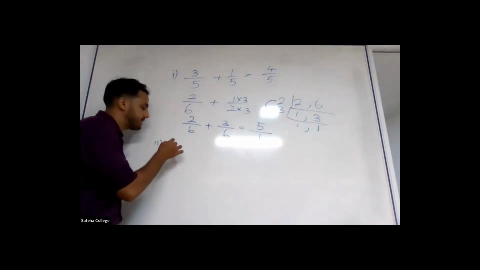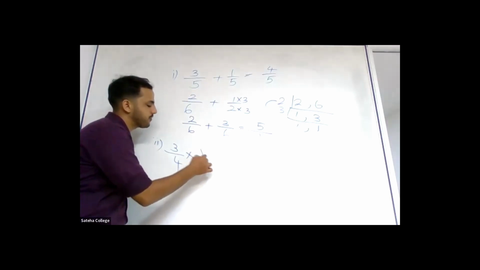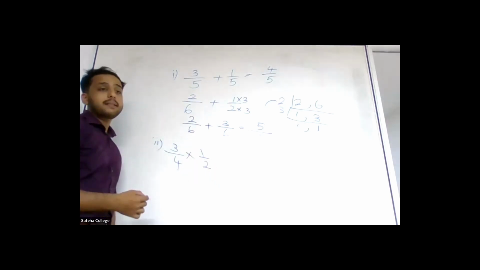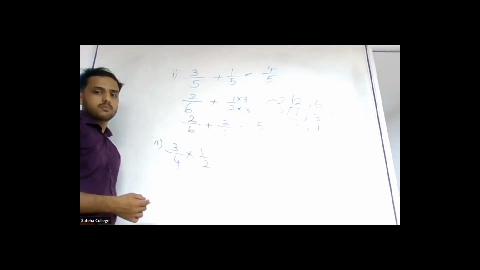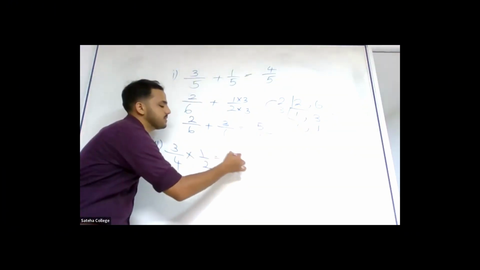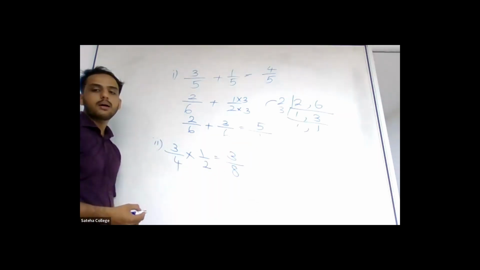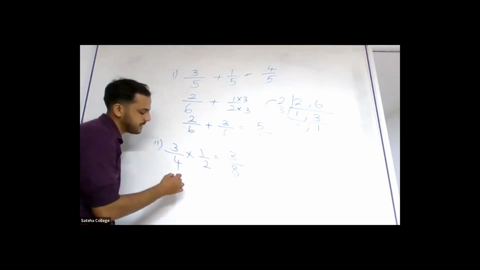How do you multiply? Let's say you have 3 over 4 multiplied by half. How do you multiply this? Directly, you multiply the numerators and the denominators. So 3 into 1 is 3, 4 into 2 is 8. So your answer is 3 over 8. Supposedly something like this now.